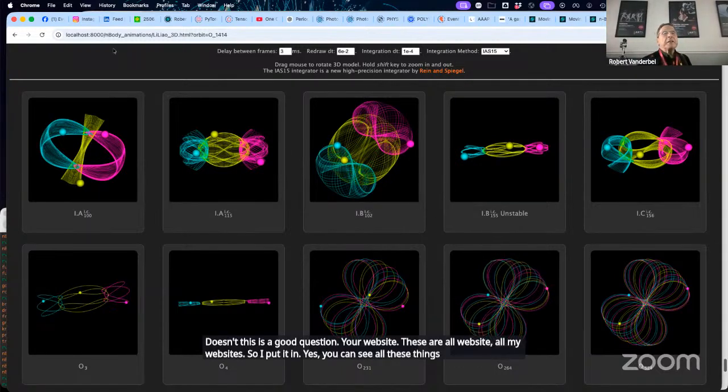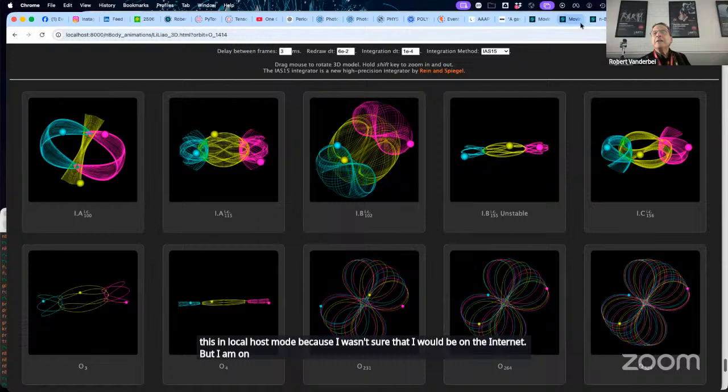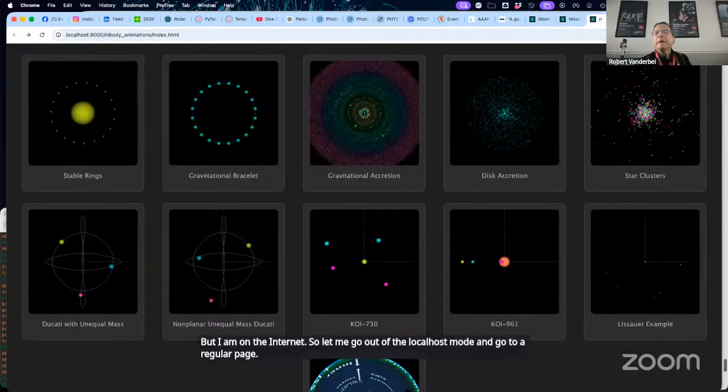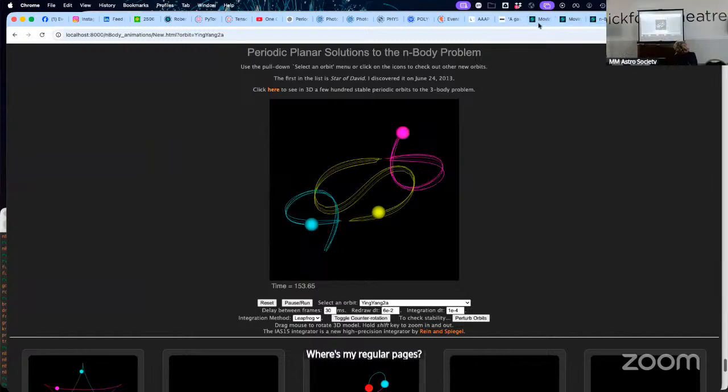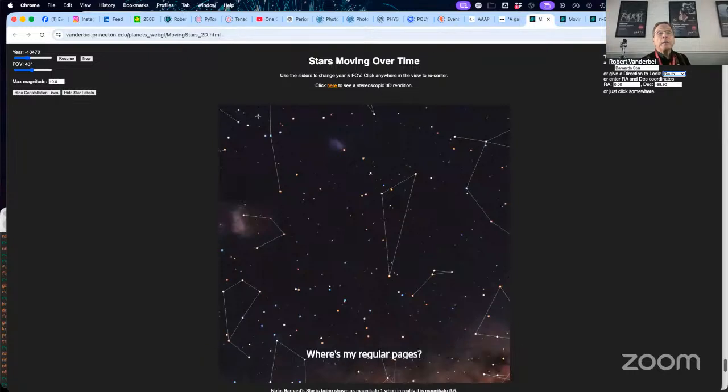In fact, I put this in localhost mode because I wasn't sure that I would be on the internet, but I am on the internet. So let me go out of the localhost mode and go to a regular page. Where's my regular pages? Okay, this thing here. There we go. This is a regular web page of things.